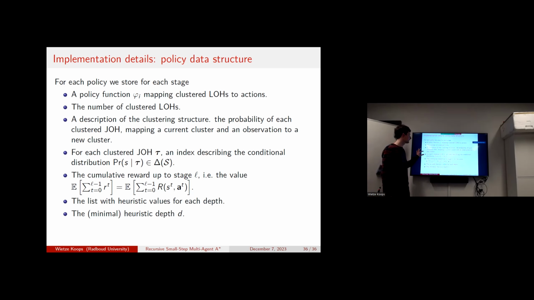Then you have this clustered joint observation history. If we condition on it, we have a particular state distribution, the distribution I just talked about, that we have to store because we need it to compute the reward, but we can keep track of this reward so that we don't need to recompute it every time. There's also a list of heuristic values corresponding to this policy, and this depth is dynamically changing. We also store that corresponding to this policy. Then we know which heuristic values are still up to date and which might be outdated, because they correspond to a lower depth that we don't update anymore when we add a new action to a partial policy.